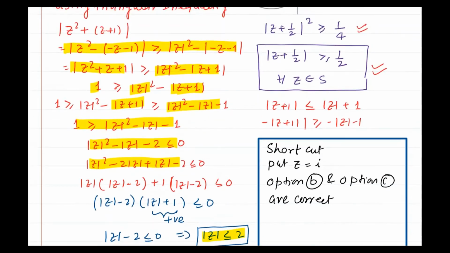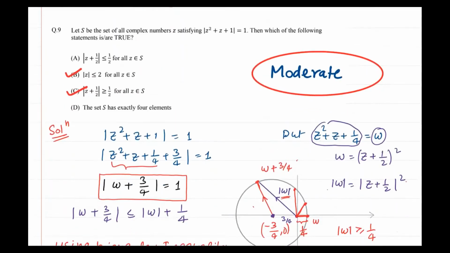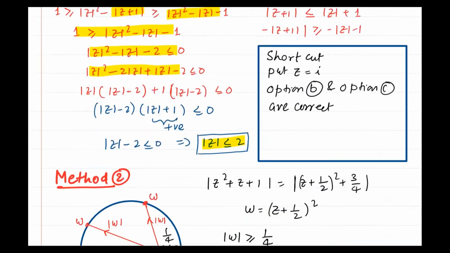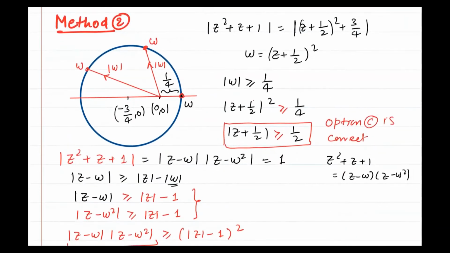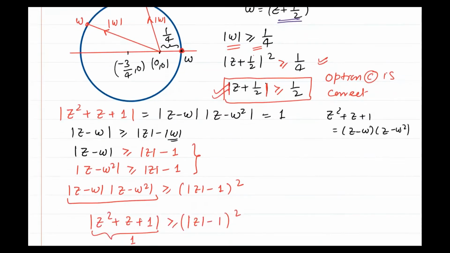So we can also verify B and C options by putting z equal to iota. And method 2, this method 2 is also almost similar, but the working of the second part is different here. In method 2, the same thing I have assumed, omega is (z minus 1 by 2) whole square, and then modulus of omega is greater than or equal to 1 by 4, and (z plus 1 by 2) whole square is greater than or equal to 1 by 4. So modulus z plus 1 by 2 is greater than or equal to 1 by 2. So option C is correct.